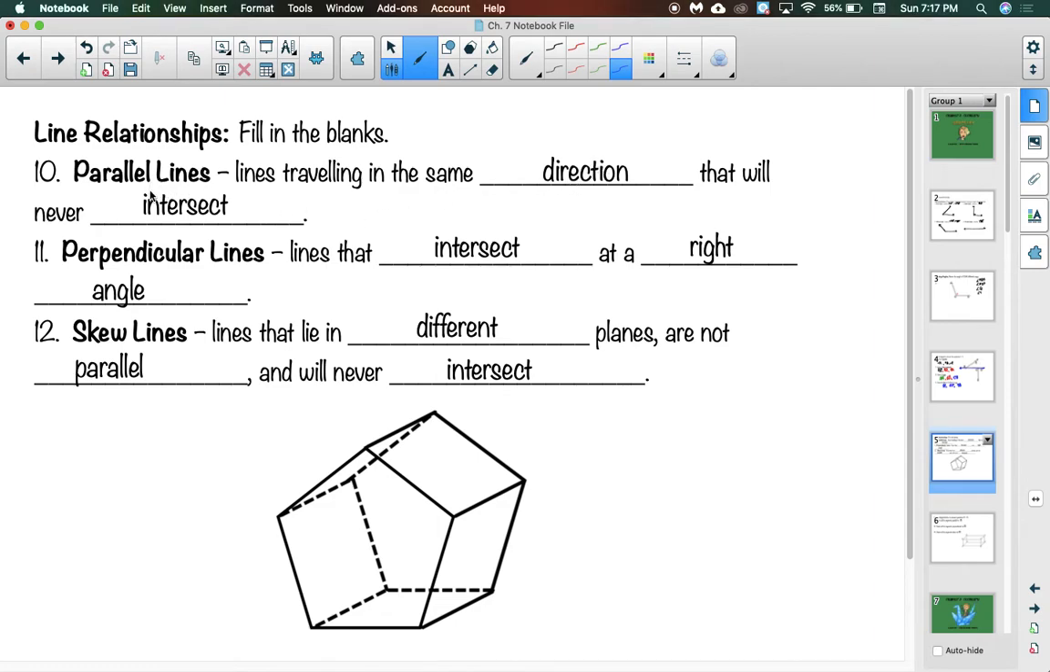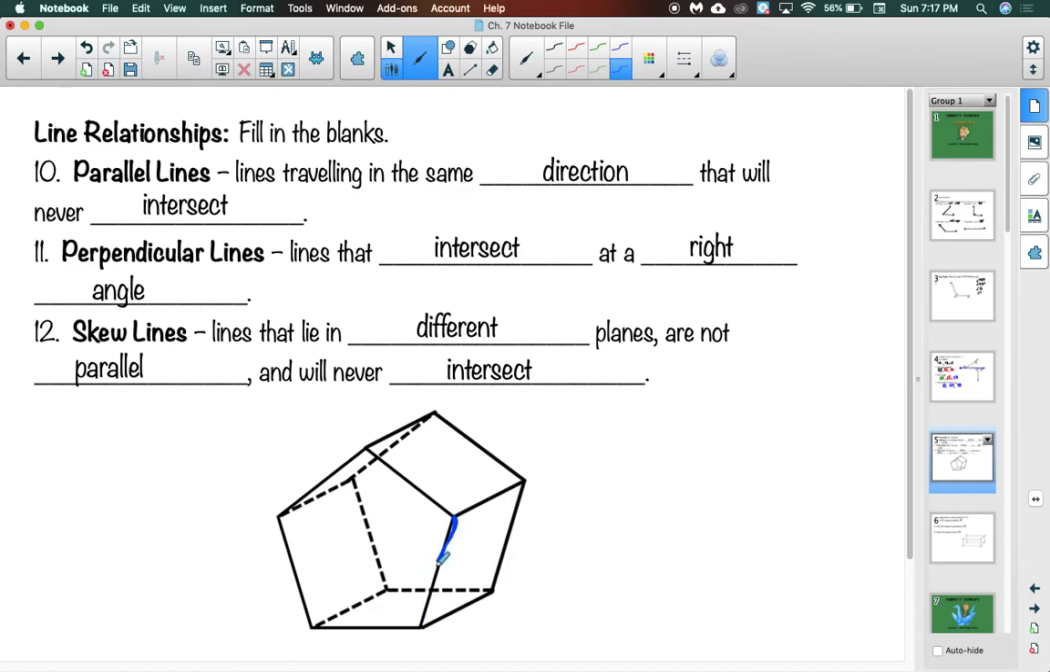We got parallel lines, which are lines traveling in the same direction that will never intersect. Parallel lines would be something like this line and this line on my diagram here. Same direction, they will never intersect. Okay, perpendicular lines. Perpendicular lines are lines that intersect at a right angle. So it's a little bit hard to understand perpendicular from this particular diagram, but I'm going to do my best to explain it to you.